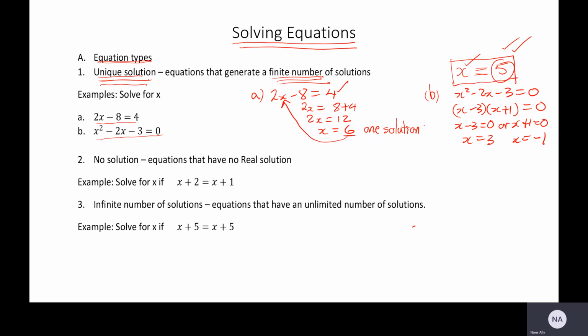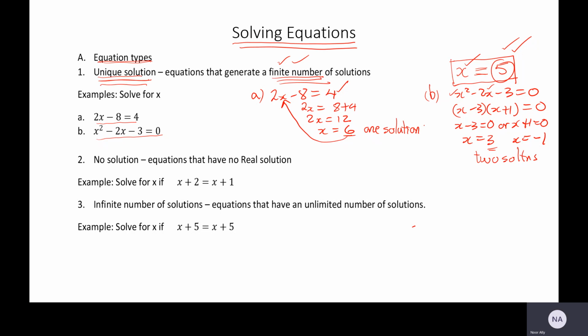We could double check that by substituting 3 into the original equation. If I take the 3 and put it in, x squared, 9 minus 6 minus 3, that gives me 0, and likewise with minus 1. But again, there are only two solutions here. So there's a definite number of solutions. There's a finite number of solutions.